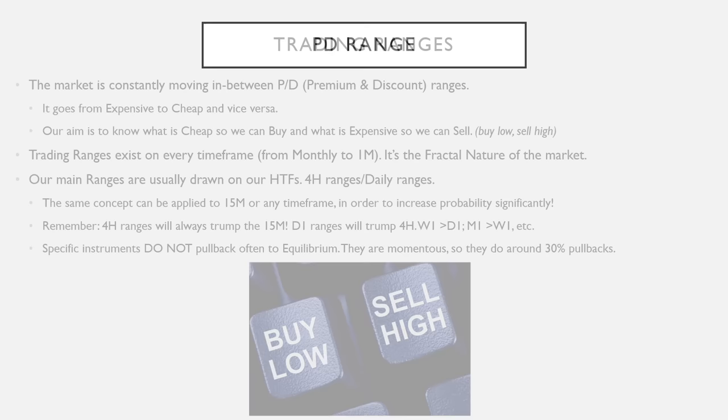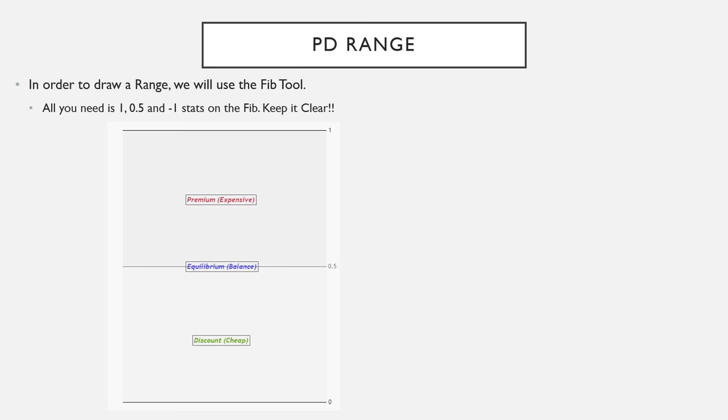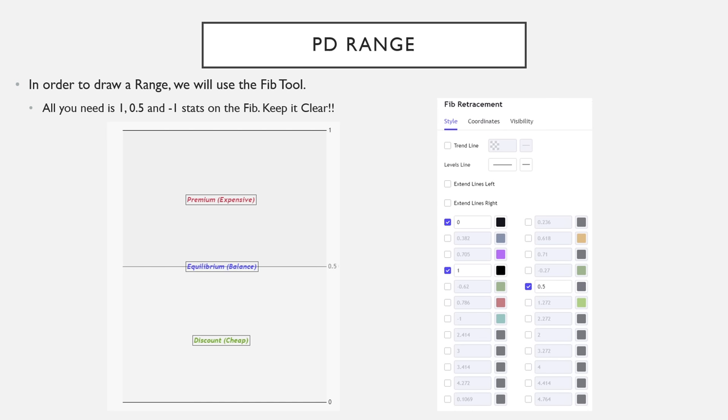How do we draw PD ranges? Very simple. We use the Fibonacci tool and we remove everything else. We just keep 0, 0.5 and 1 on the Fib. Keep it clean. This is how it looks like, and this is how you do it. So you open a Fib retracement on TradingView, and you do exactly the same settings that I have right there. Just 0, 1, and 0.50. That's it, right? In the middle, you're going to have your equilibrium.